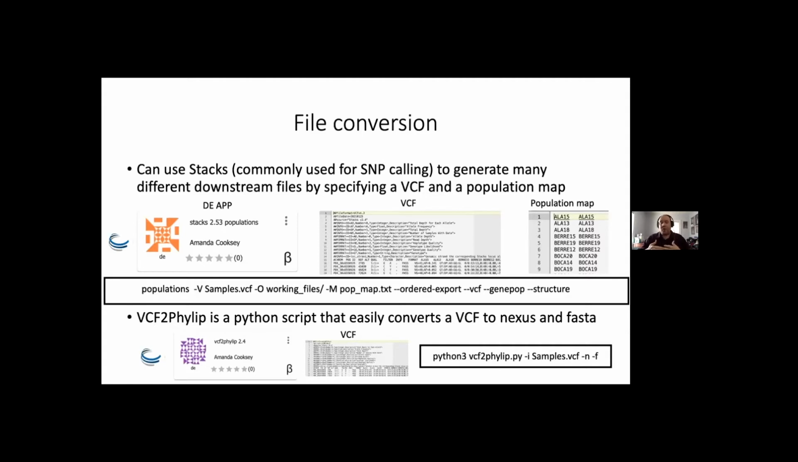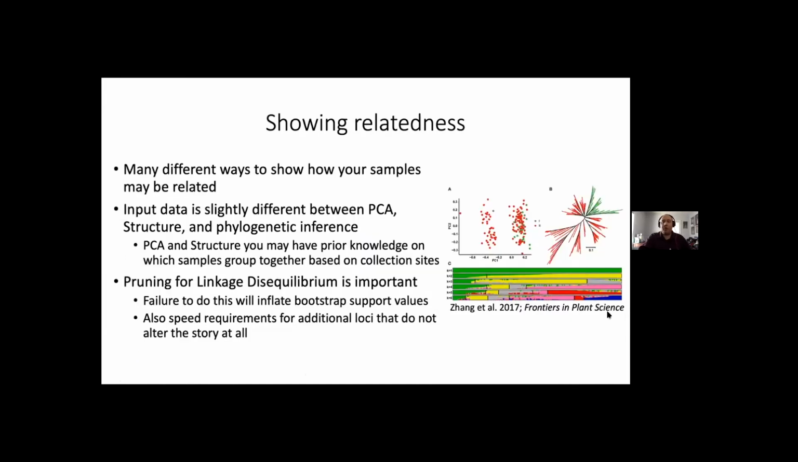Now we can start thinking about what analyses do I want to do? What do I want to show? And if you're interested in showing relatedness, which we all are to some different degrees, there are many different ways to do this. However, again, the input is different if you're doing a PCA, or if you're doing a structure plot, or if you want to infer phylogeny in different ways. Both the input files and what you would need to accompany those may be different. For PCA and structure, you probably want to have some prior knowledge on how the sample is grouped together, but it's not necessary, though it can change how you can visualize that and how easy it is to read the output.